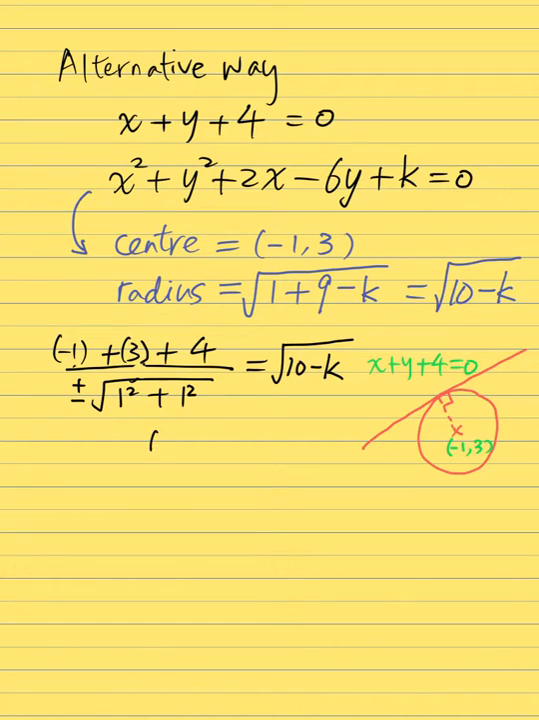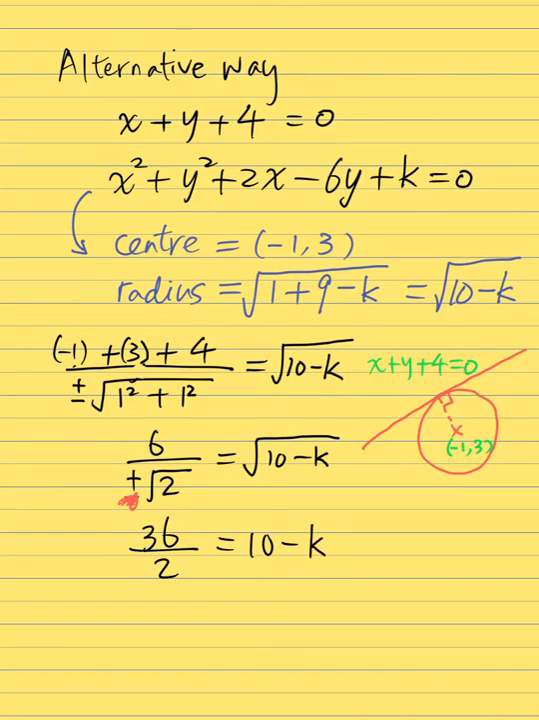Simplifying, we get 6 over positive or negative square root of 2 equals square root of 10 minus k. Because we just take the positive distance, we drop the negative sign and then square both sides, which becomes 36 over 2 equals 10 minus k. K therefore equals 10 minus 18, which is negative 8, the same as in the last method.